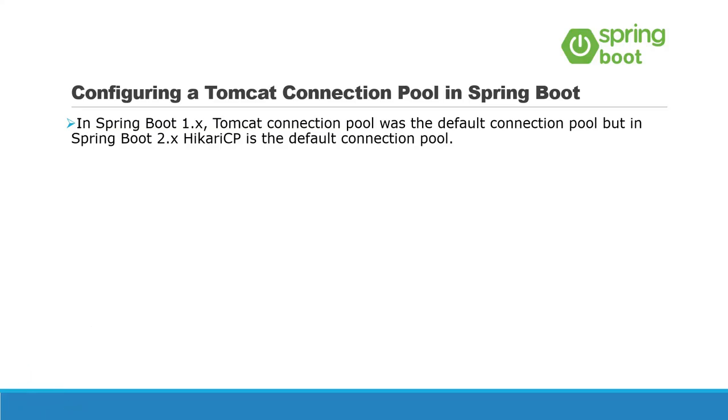So first of all, to configure Tomcat connection pool in Spring Boot, you need to keep one key point in your mind. In Spring Boot 1, Tomcat connection pool was the default connection pool, but in Spring Boot 2, Hikari connection pool is the default connection pool. So this was one of the changes that happened in Spring Boot 2, right?